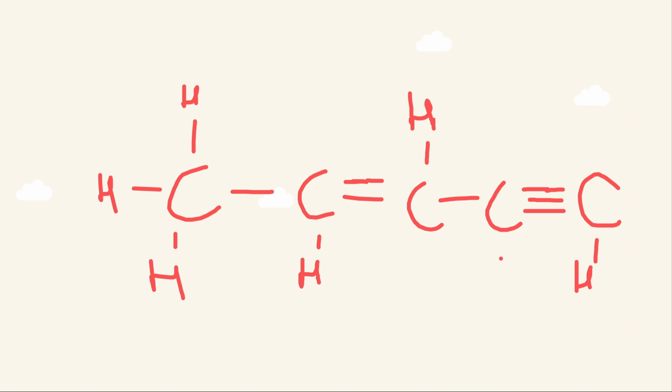Let me do another example. If we were to do the condensed formula for this, going from left to right, it's going to be CH3, then CH, then CH again, then C, and finally CH. So that would be our condensed formula, and this would be our structural.